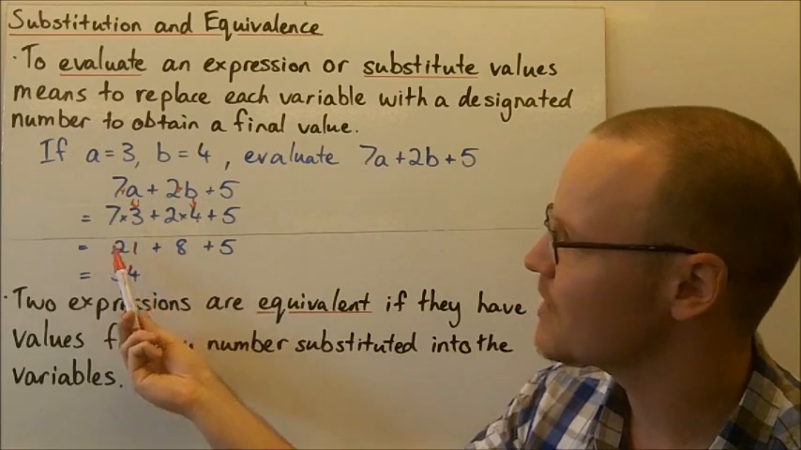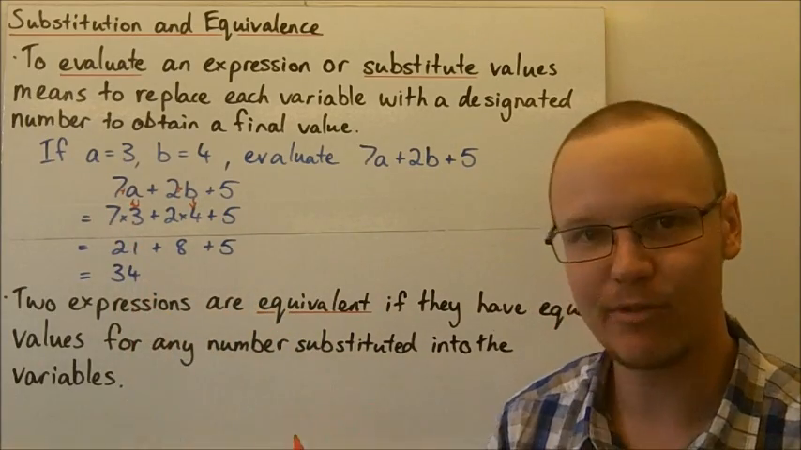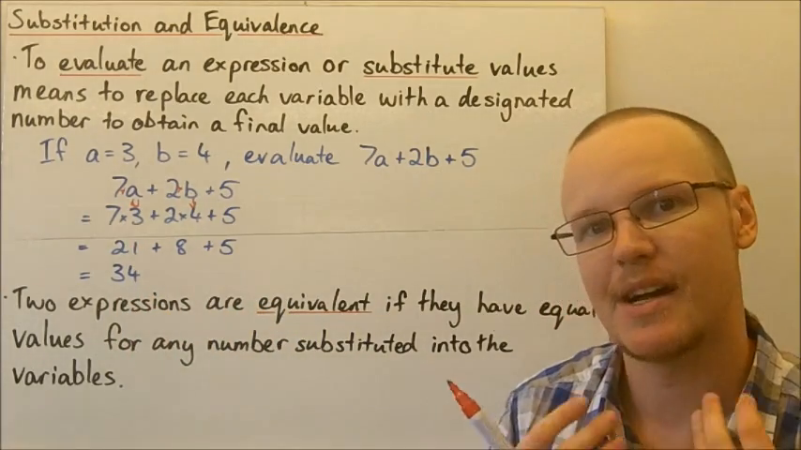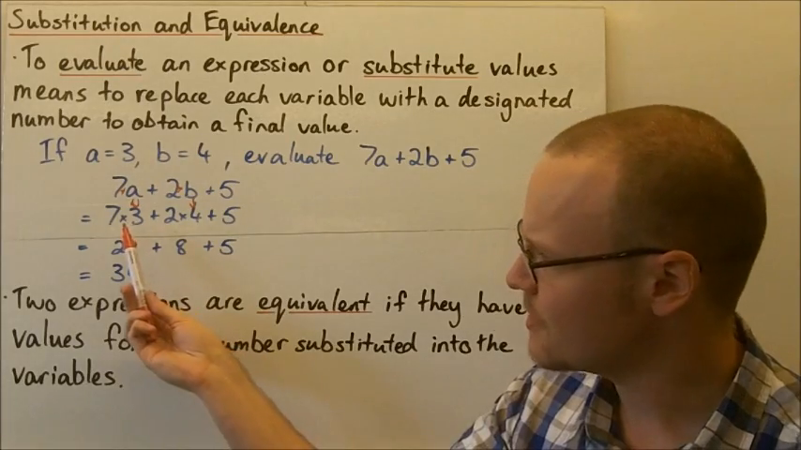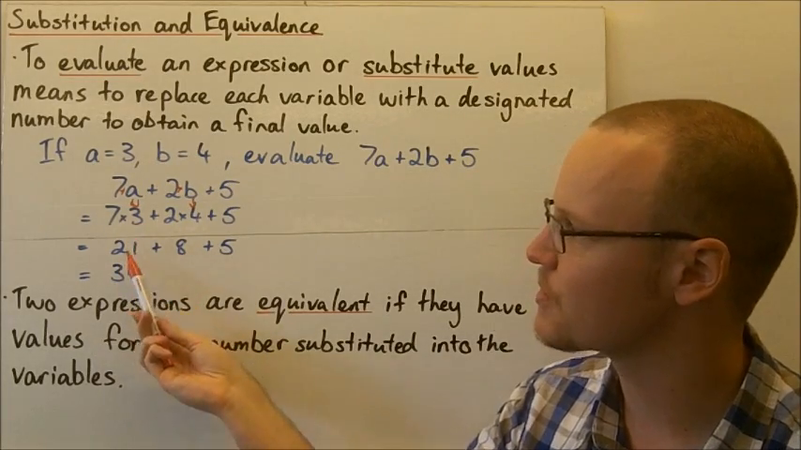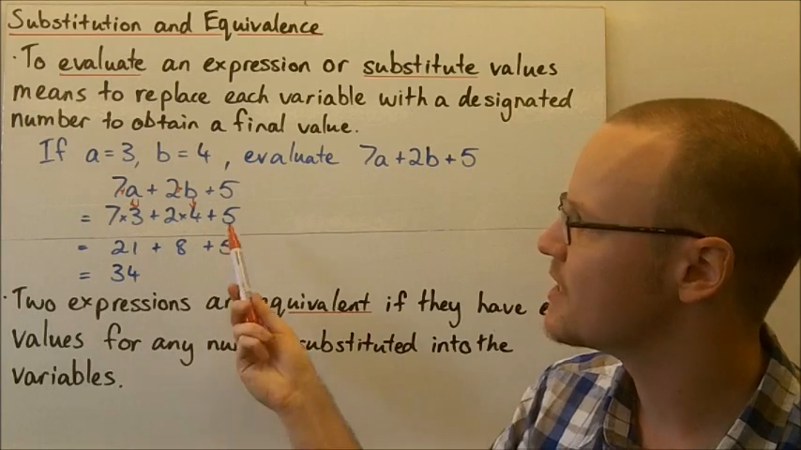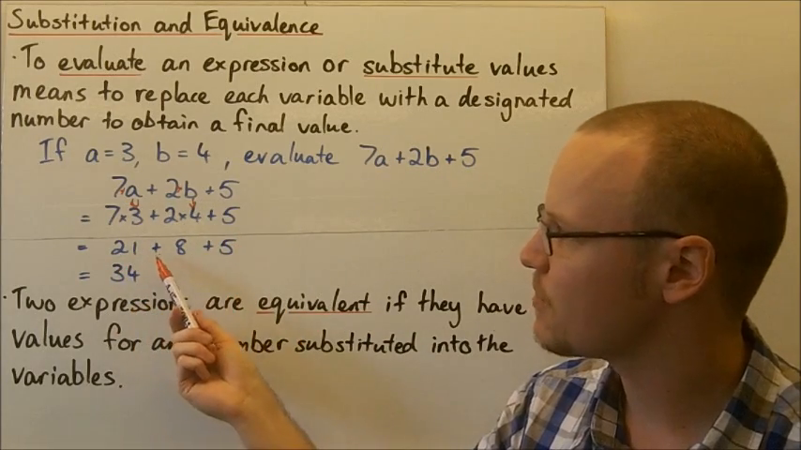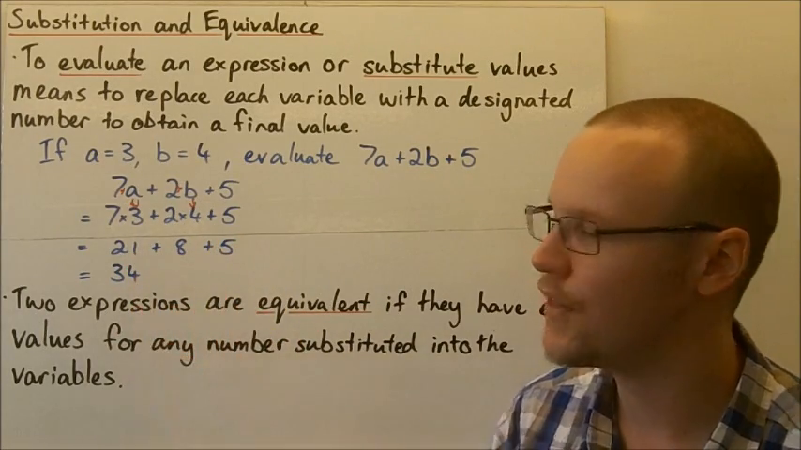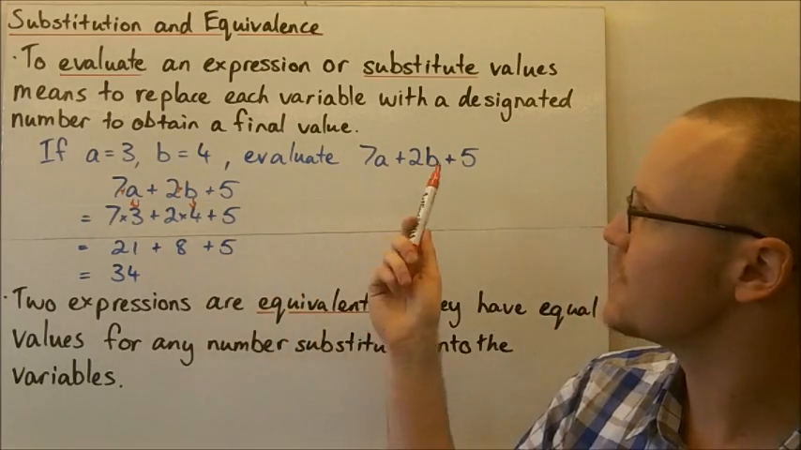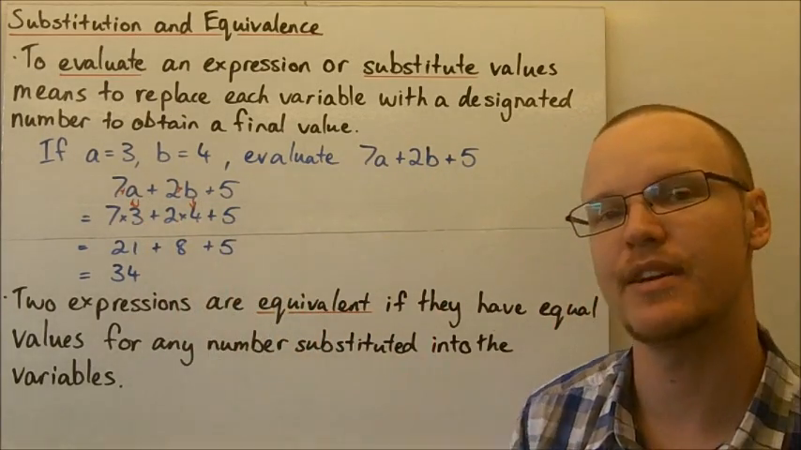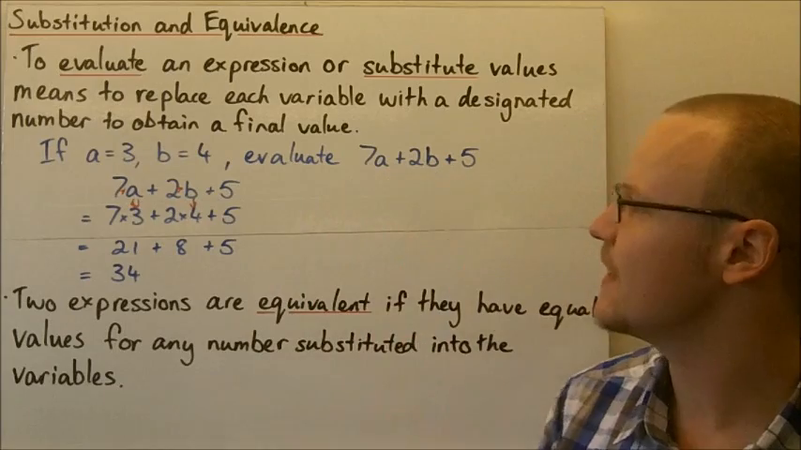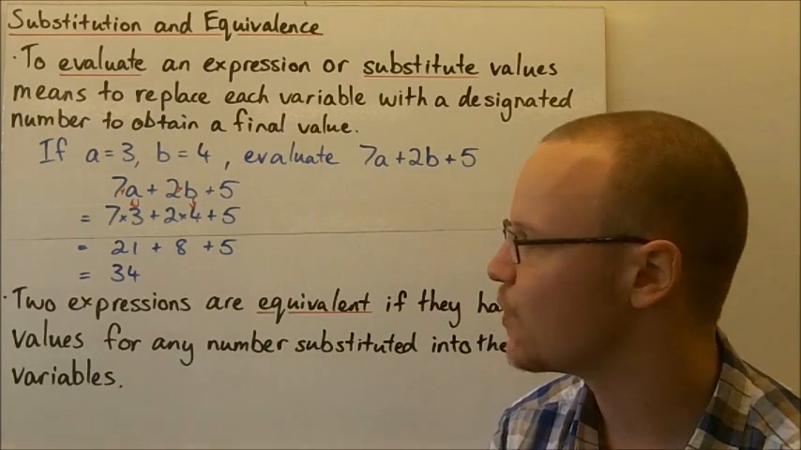So 7 times 3, we can evaluate this now. There are no more variables. It's just a normal mathematical expression. So 7 times 3 is 21. 2 times 4 is 8 and 5 is 5. So 21 plus 8 plus 5, 34. So if we evaluate this expression with these variables, 3 and 4, placed in there, we get the answer 34.